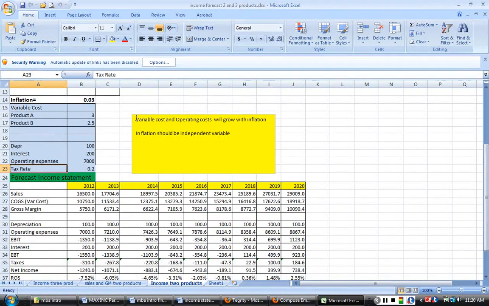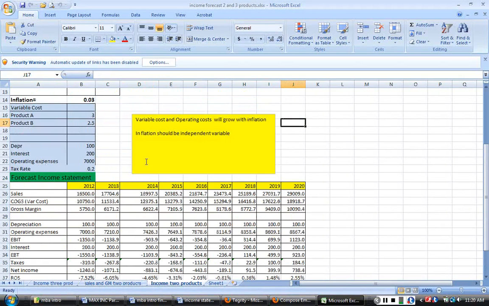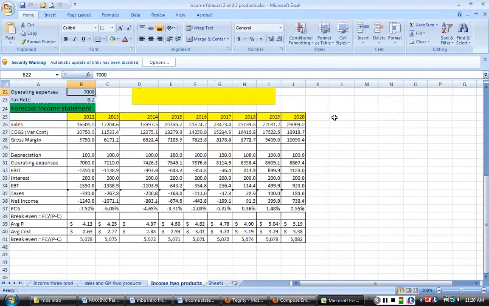And again, the assumption is that the variable cost and the operating cost will grow with the inflation. Now, when we did the variable cost, which is the unit cost on the prior page, let's go back to it. When we did the variable cost, we did grow it by inflation, so we did that already. Now, when we're looking at the fixed cost or the operating expenses, we also want it to grow at 3%. So let's create an income statement.